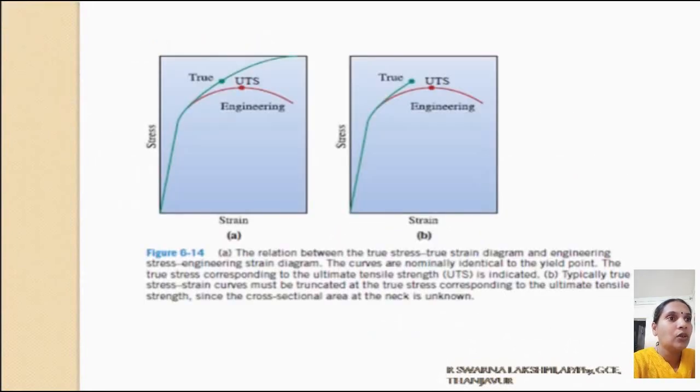These plots show the true stress strain graph versus the engineering stress strain graph. Note that the true stress strain graph is shifted upward compared to the engineering stress strain graph, and the ultimate tensile strength is shifted to the left a bit, and usually it is truncated at this point.